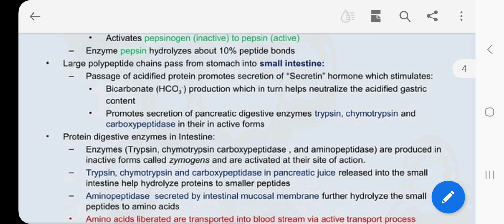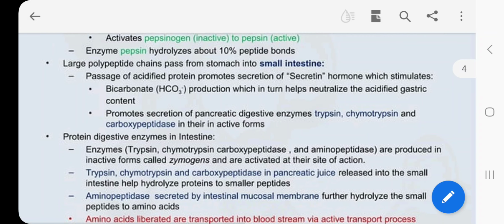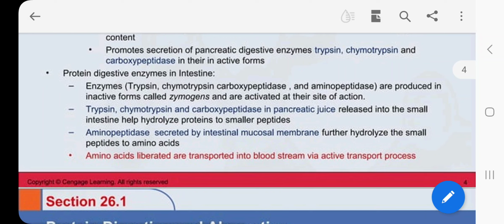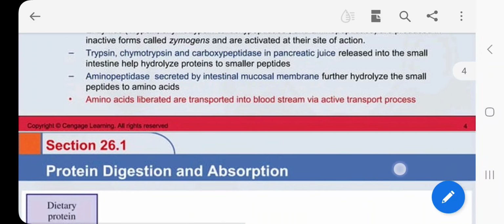In our enzymes lecture, we emphasized that among the pancreatic digestive enzymes, we have trypsin, chymotrypsin, and carboxypeptidase in their active forms. So protein digestion in the intestine also happens, and take note that trypsin, chymotrypsin, and carboxypeptidase in pancreatic juice are released into the small intestine, and they help in hydrolyzing proteins to smaller peptides. Okay, so amino acids liberated are transported in the bloodstream via an active transport process.